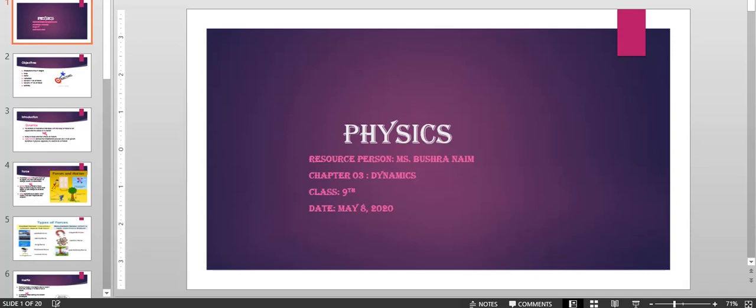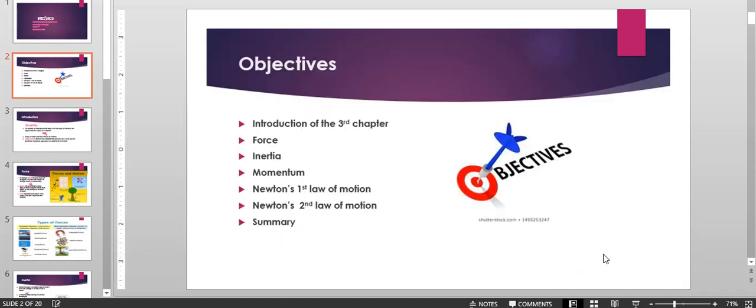Today we'll start the third chapter of your physics grade 9 book, that is about dynamics. So our objectives for today's lecture will be: introduction of the third chapter, force, inertia, momentum, Newton's first law of motion, Newton's second law of motion, and then the summary.